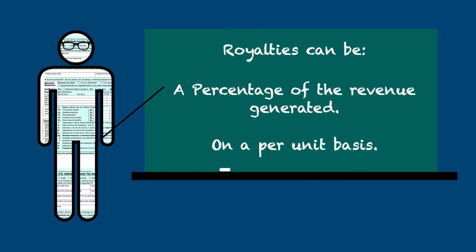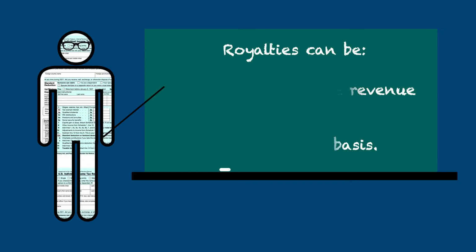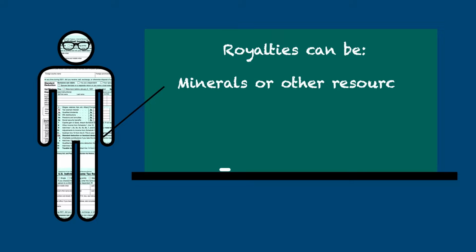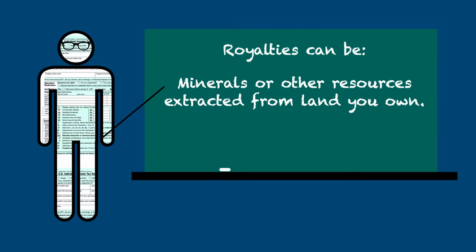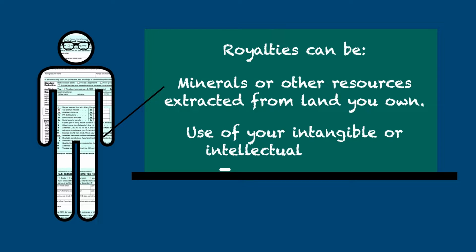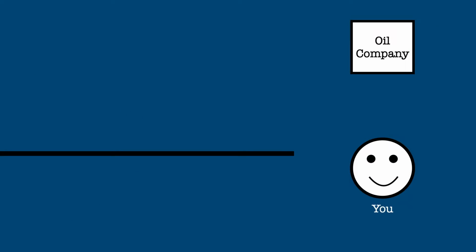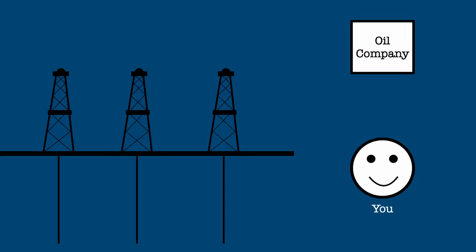Taxpayers are most likely to see two types of royalties. One is for minerals or other resources extracted from a piece of land you own. The other is payments for the use of your intangible or intellectual property. Let's say you own land on which you've allowed an oil company to place oil wells. You're allowing the oil company to make money off the mineral rights under your property. The oil company will pay you a royalty based usually on the number of barrels of oil they extract.